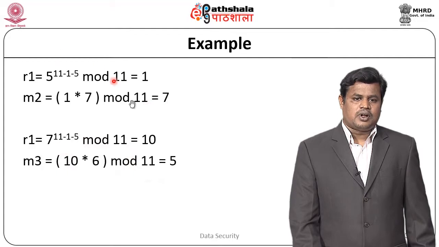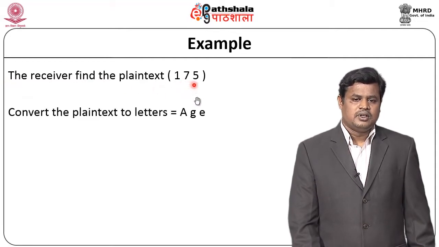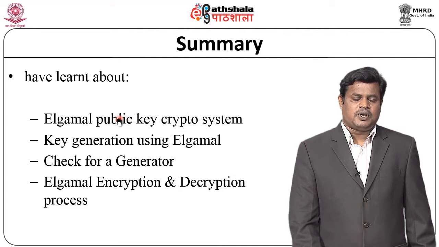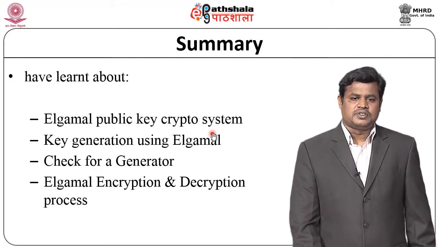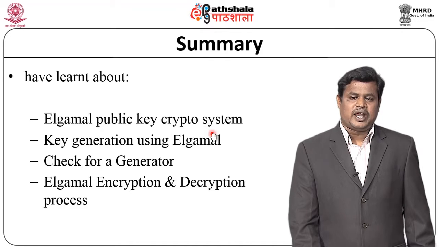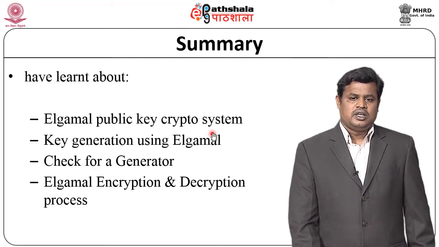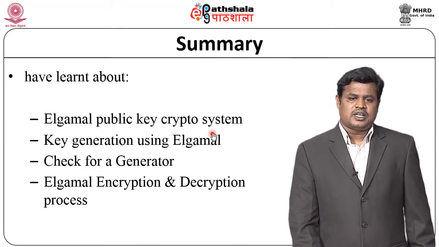After doing this process, I am able to get the original plain text sent from Alice to Bob, which is 1, 7 and 5, the letters of this plain text being A, G, E. So what we can understand from this crypto system is that the ElGamal public key crypto system is also a category of asymmetric crypto system, and here it sends ciphertext twice the size of the plain text, but the advantage of ElGamal is that each time we generate the ciphertext for the same plain text, we get a different ciphertext.